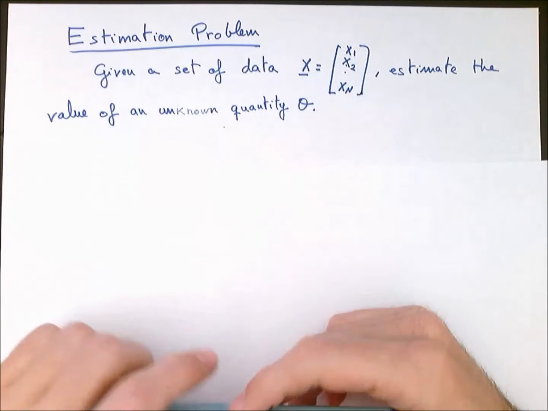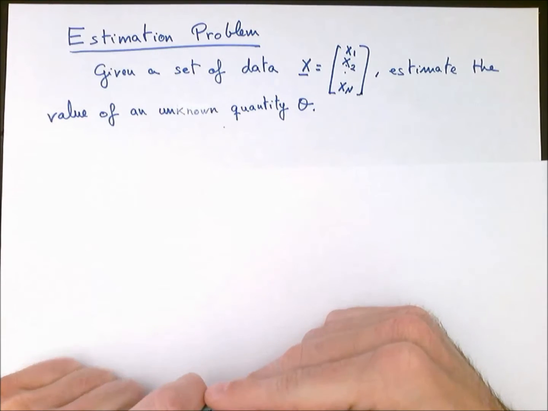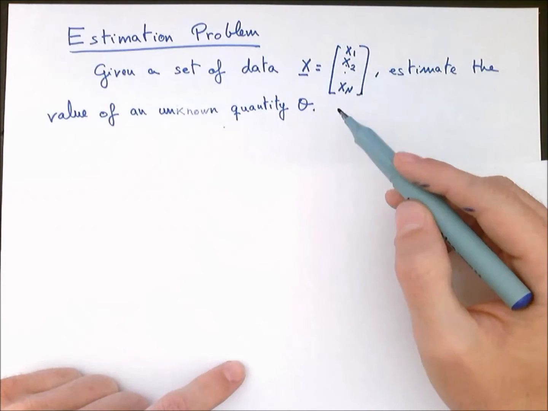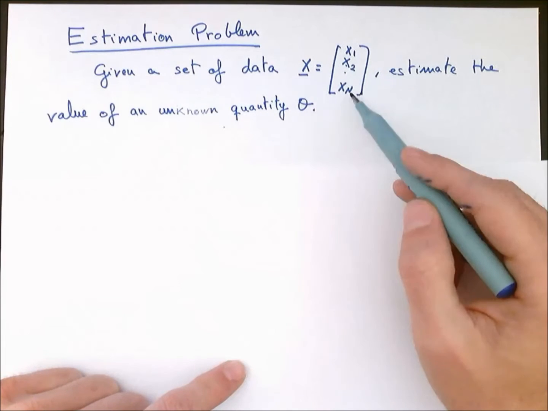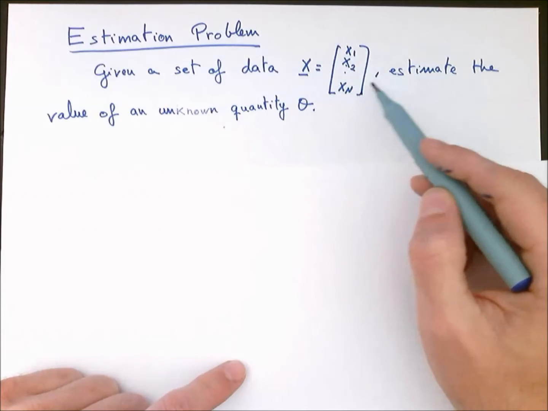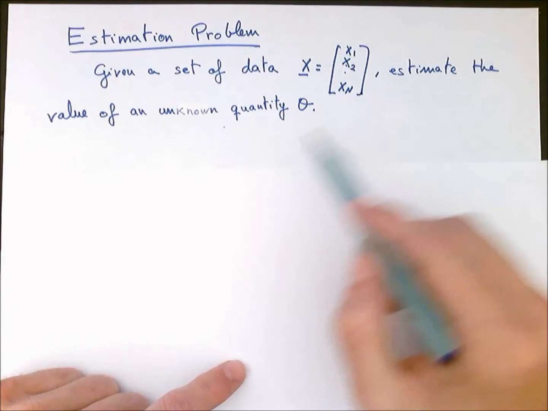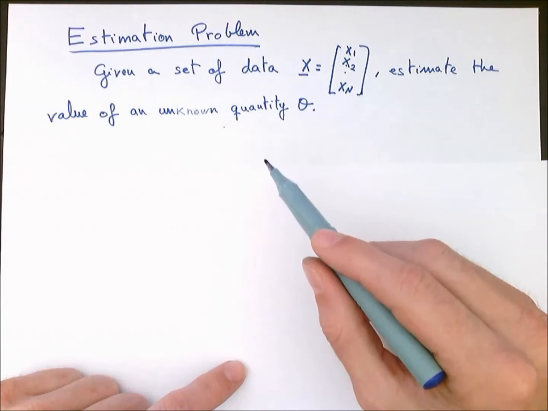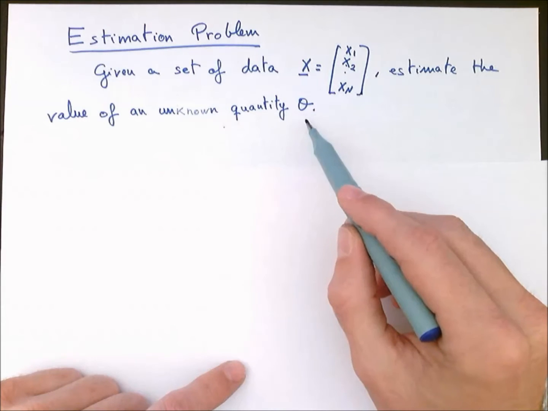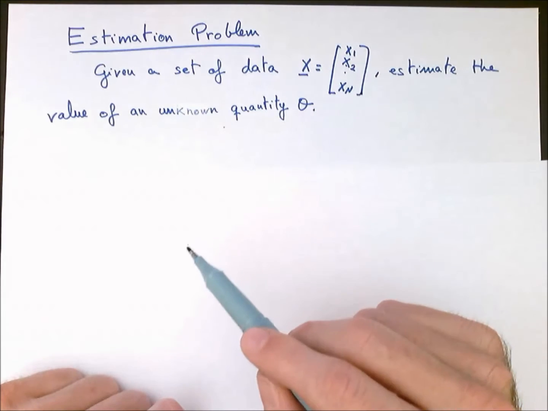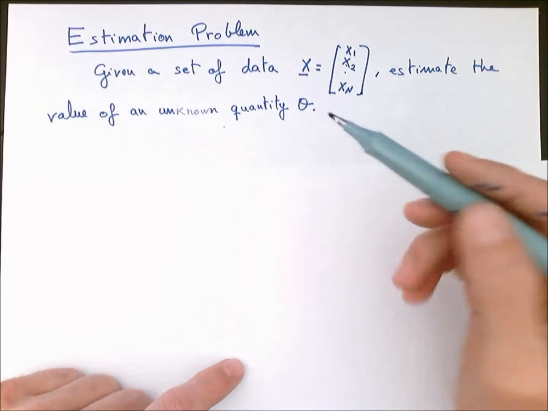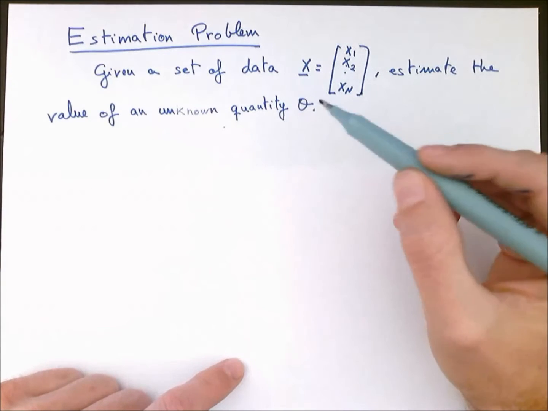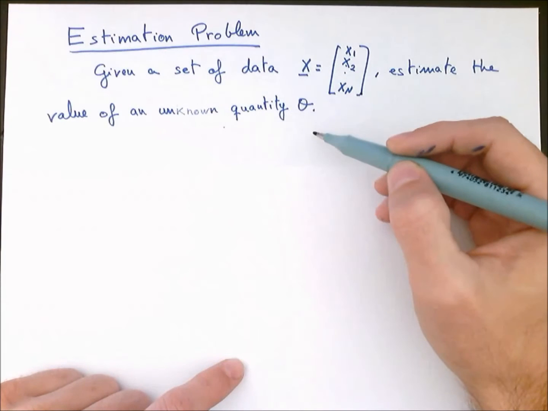An estimation problem, we can define it as: given a set of data, which is here represented by a vector x with n components, given a set of data that can be observed directly, we would like to guess the value of an unknown quantity, which we here generically denote as theta. We would like to estimate the value of this unknown quantity, which we cannot directly observe. Now, obviously, the data that we observe, and which is going to be the base of our estimation, should bear some relation with the unknown quantity.